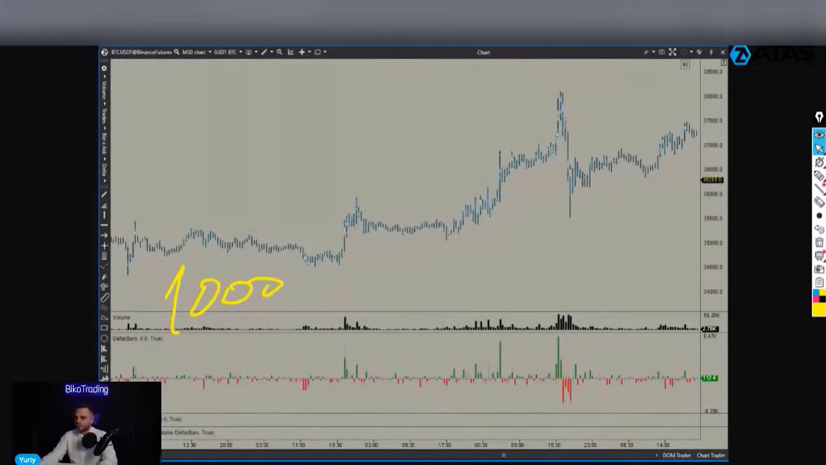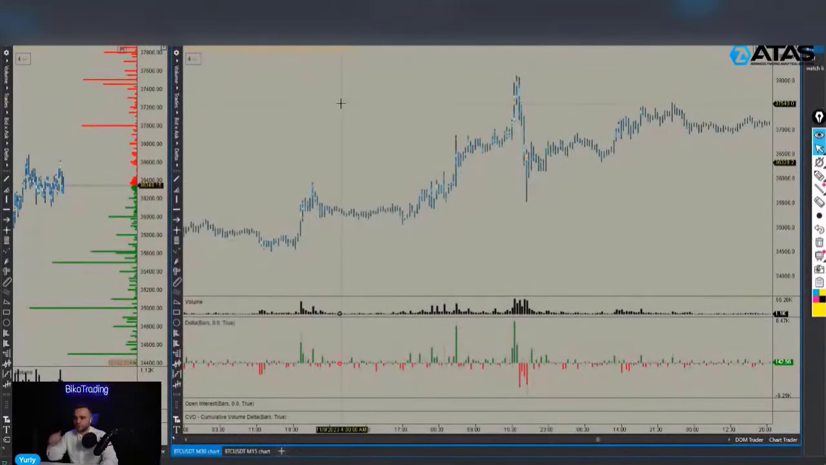Let me start presenting this one. Okay, good. At this moment, many of you can see a big delta. Have a look at the BTC chart. Let's open this BTC chart. Many of you will see significant delta spikes.